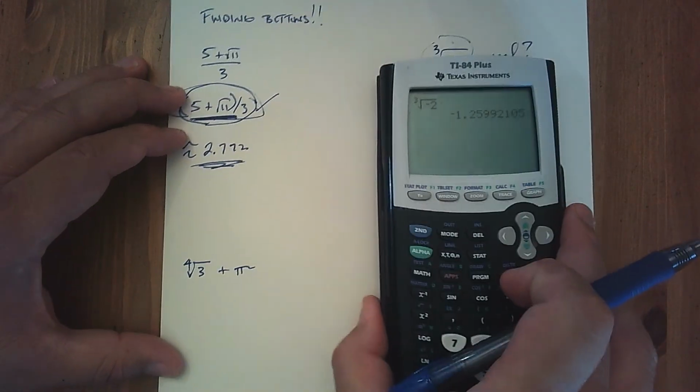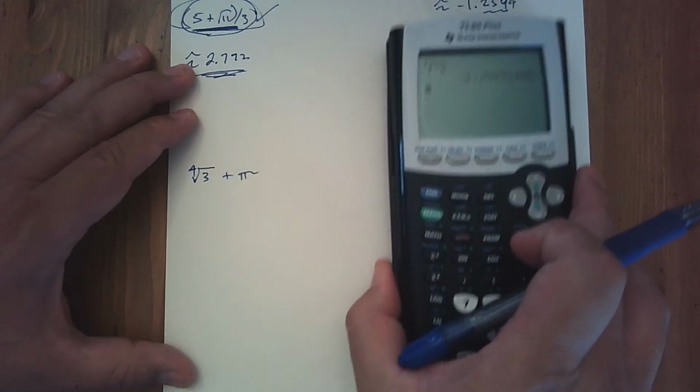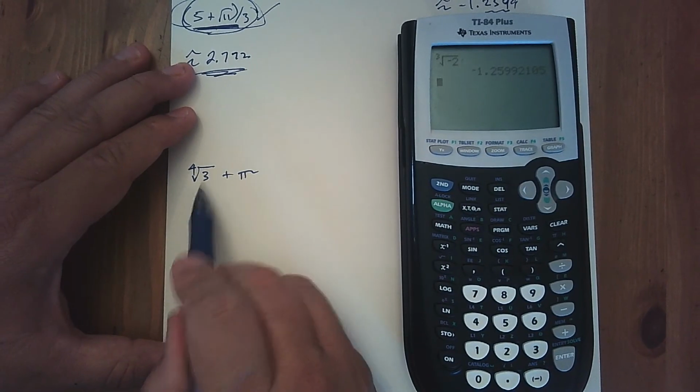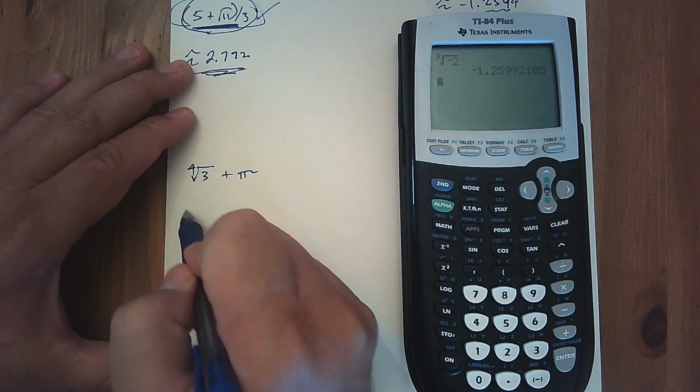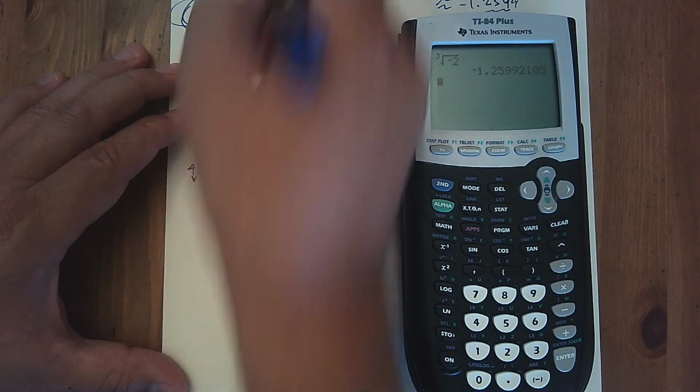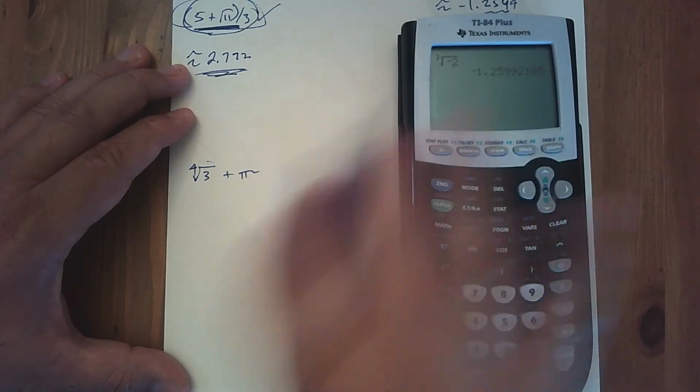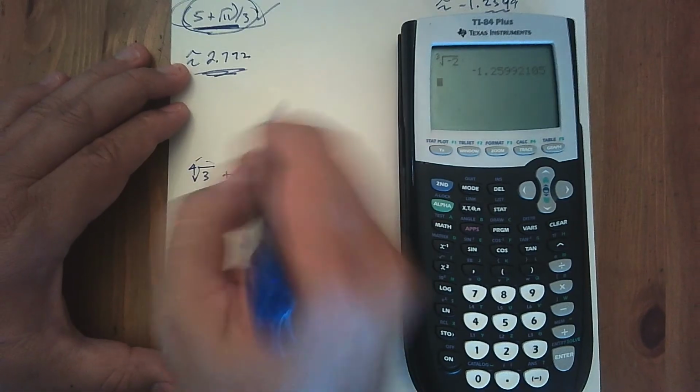What about the next one? We got all kinds of crazy things going on. First of all, we got a 4th root of 3 plus pi. So how do we enter this? Well, square roots and cube roots are preloaded on the calculator. 4th roots and above are not.